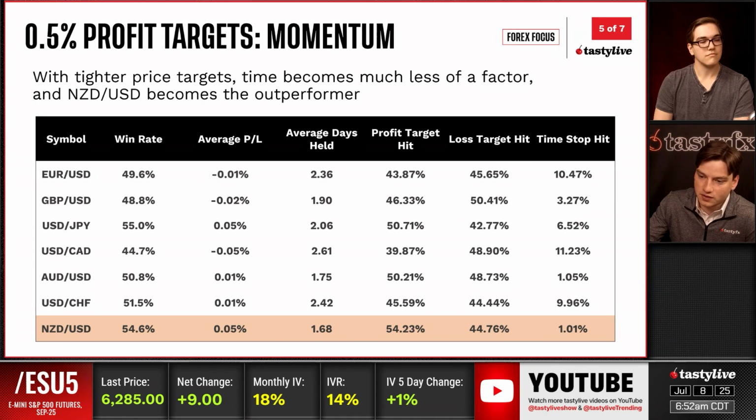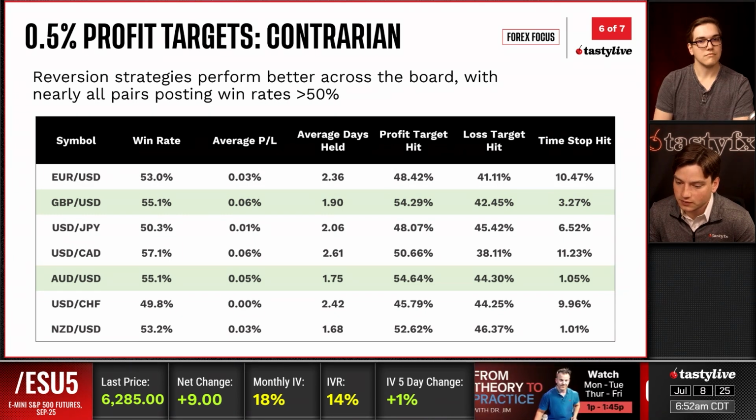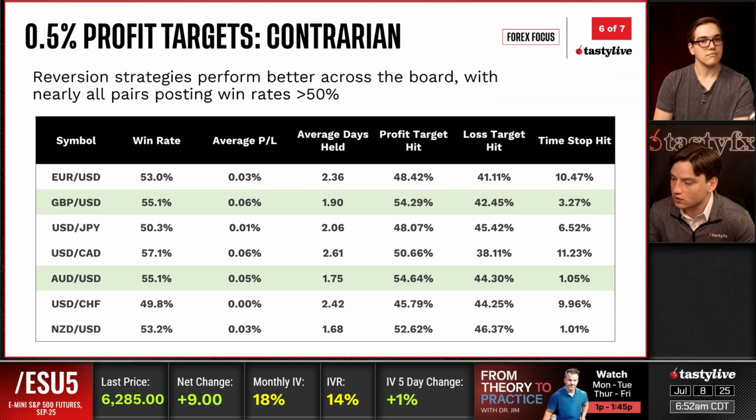But again, momentum is not doing as well as contrarian plays, and this makes sense with your thesis of efficient pricing and moves that are perhaps overextended without any sort of categorical fundamental changes, like we've seen the dollar slide so much this year. Without that, those outsized moves, we tend to see contrarian plays perform a little better, getting a slight edge.